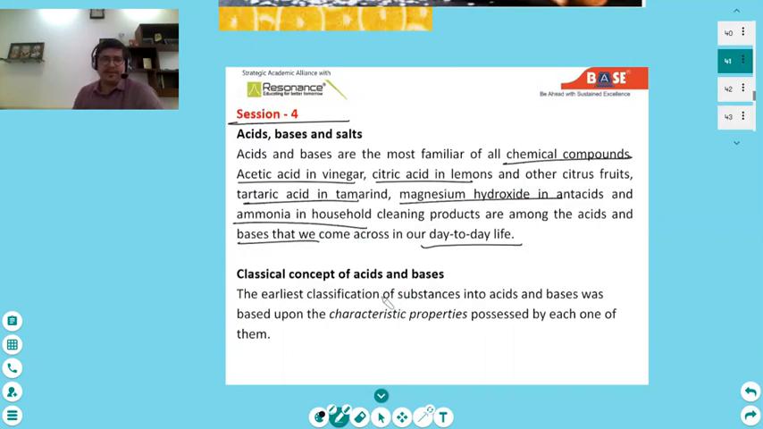Classical concept of acids and bases. Now I'm not going into the real concept, which we will be doing for you in the chapter thermodynamics. So the classical concept, the old concept, is on the basis of their taste, physical appearance, and touch and all. So earlier, the classification of acids and bases was based on the characteristic property possessed by each of them, what character they have.